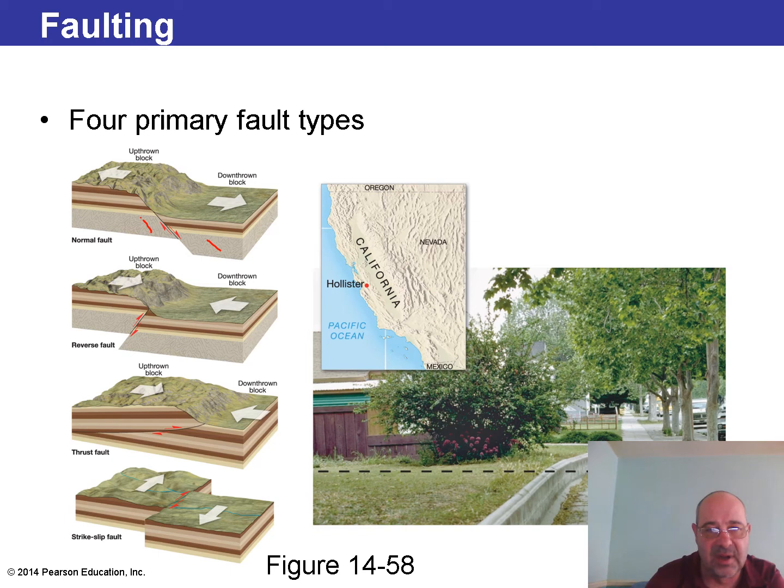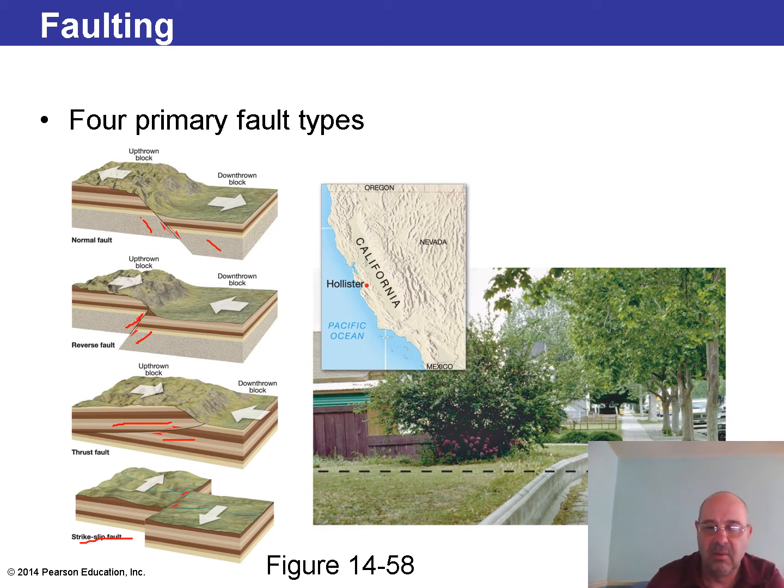In a reverse fault, same thing, except these blocks are kind of pulling away from each other. These blocks are being pushed towards each other, therefore pushing one up over the other one. Okay? And then my thrust fault, one is pushed up again over the other one. And there, my strike slip fault or transform type fault is right there where they slide back and forth.